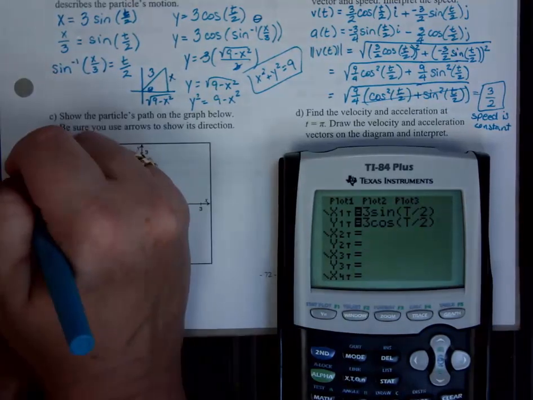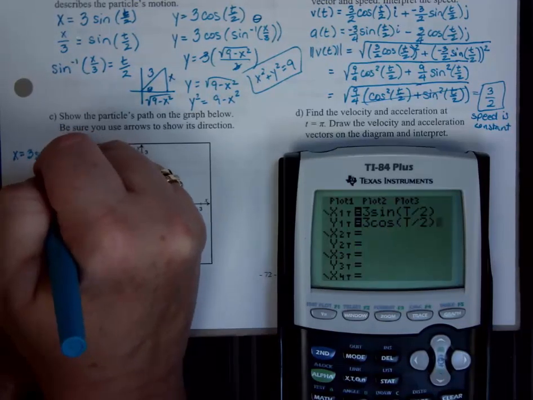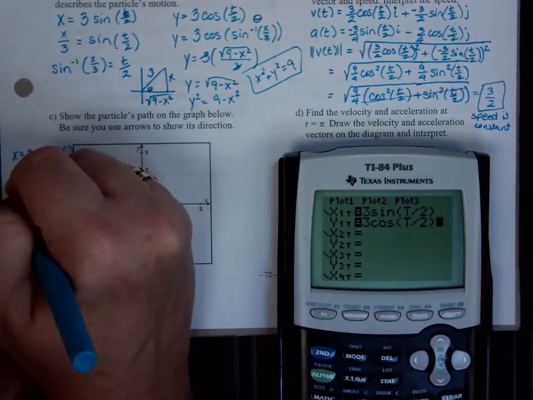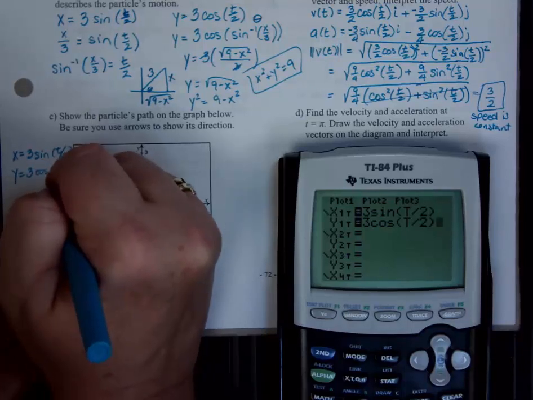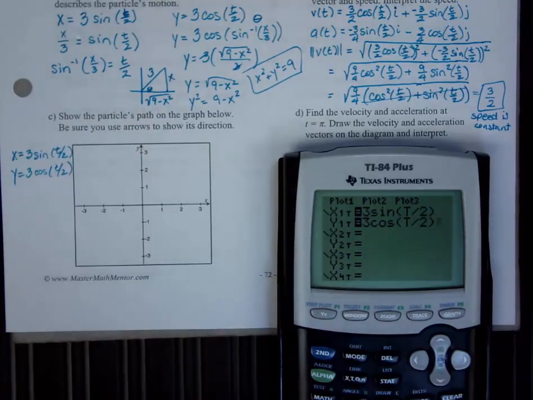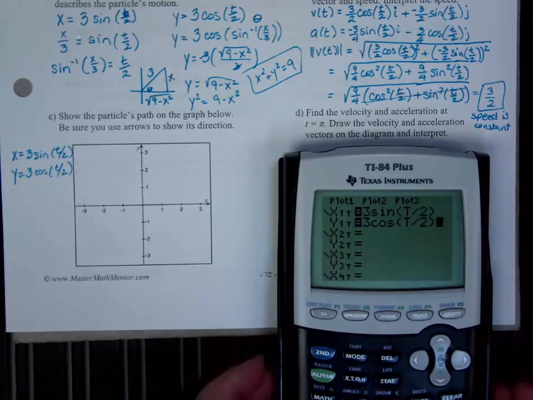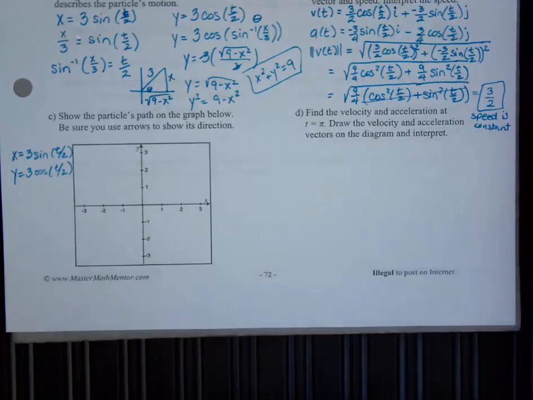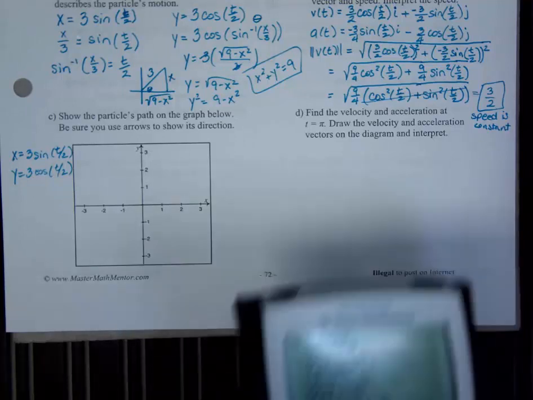So x equals 3 sine of t over 2. Y equals 3 cosine of t over 2. So the way you graph vector valued functions is you change them to parametric and then throw them in the calculator. When you do this, especially now, some unusual things are going to happen, so give me just a second. Push window for me, please.